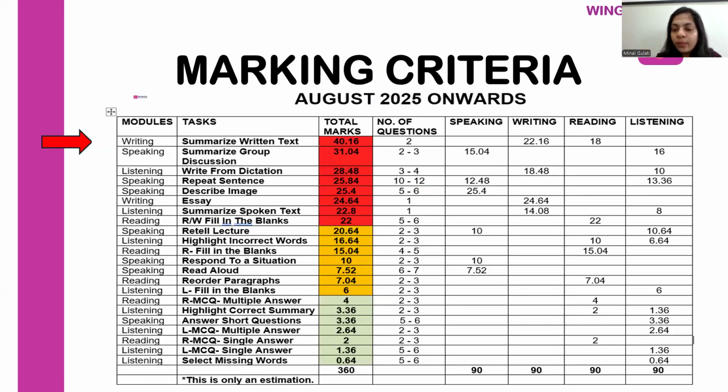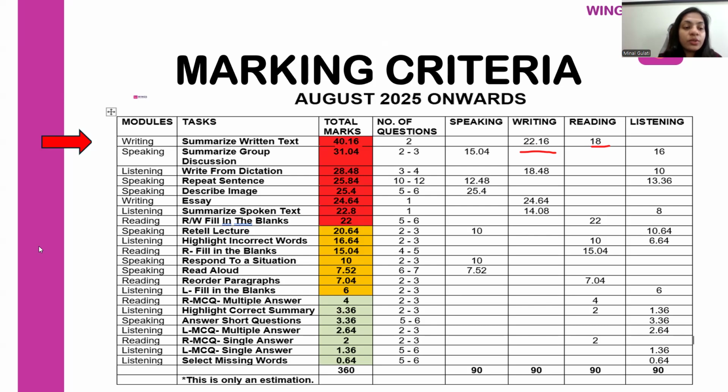Yeah, very important, your marking criteria. Your marking criteria has changed a little bit after 7th of August. So if you see, summarized written text is at the top of the page, which means 40.16, very important, the most important question of your PTE Academic test after 7th. 22 scores are going into your writing and 18 scores are going into your reading, which means this is an integrated question that is contributing to two different modules, that is your writing and reading.